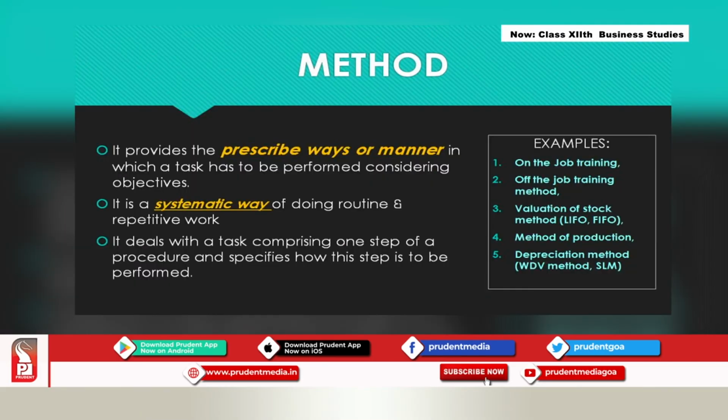The next plan is the method. It provides the prescribed ways or manners in which the task has to be performed, considering the objectives of the business organization. It is a systematic way of doing routine and repetitive work. It deals with the task comprising one step of a procedure and specifies how this step is to be performed. Examples: on-the-job training methods, off-the-job training methods, stock valuation methods like LIFO, FIFO, weighted average methods, etc. Methods of production, depreciation methods, etc.